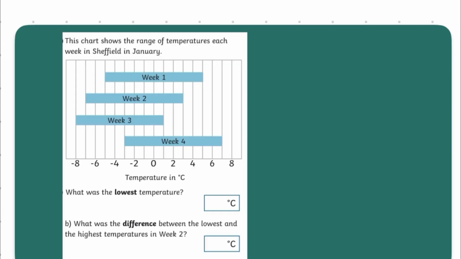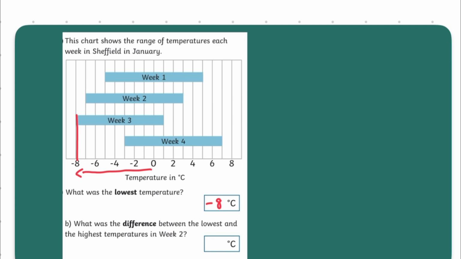Next question. This chart shows the range of temperatures each week in Sheffield in January. What is the lowest temperature? So to find the lowest temperature, we're going to use this side of the chart. So our lowest temperature is this one here, -8 degrees Celsius.